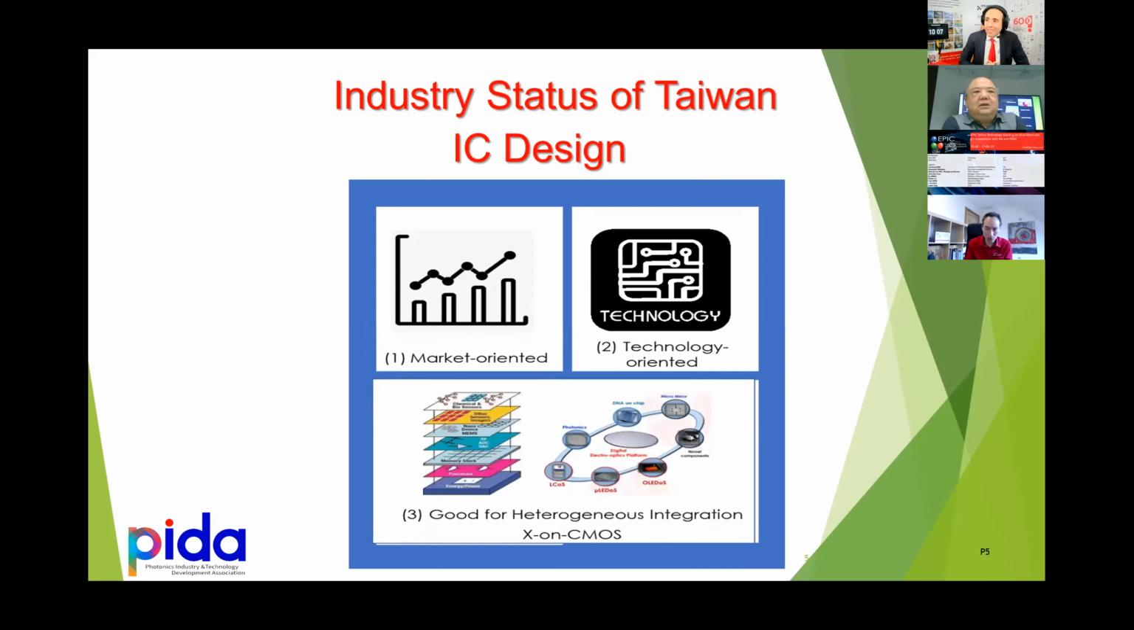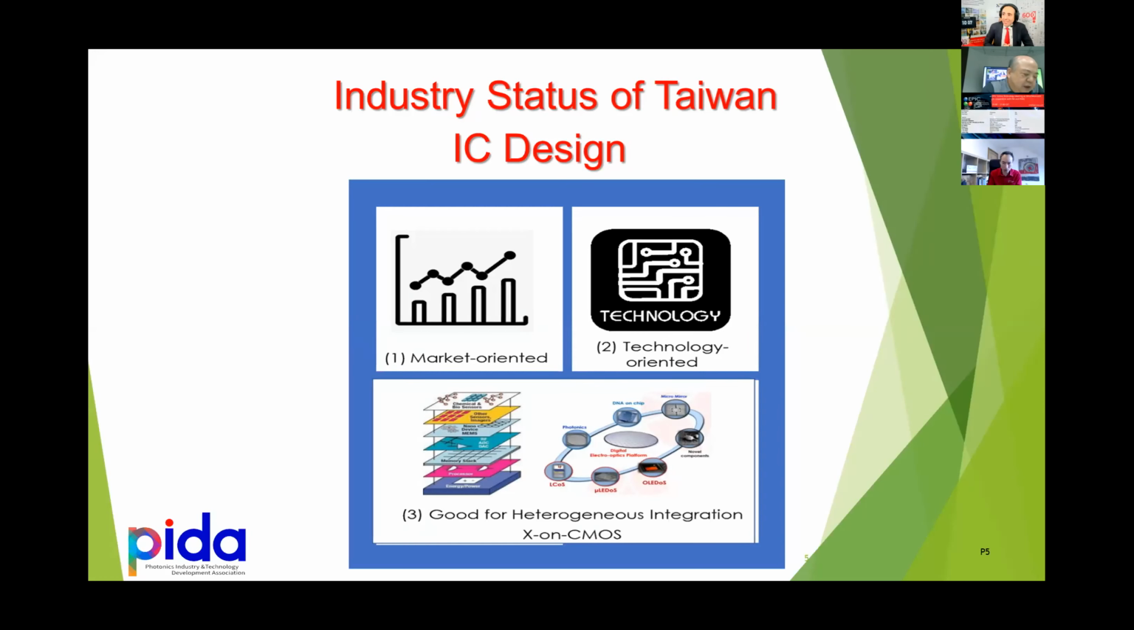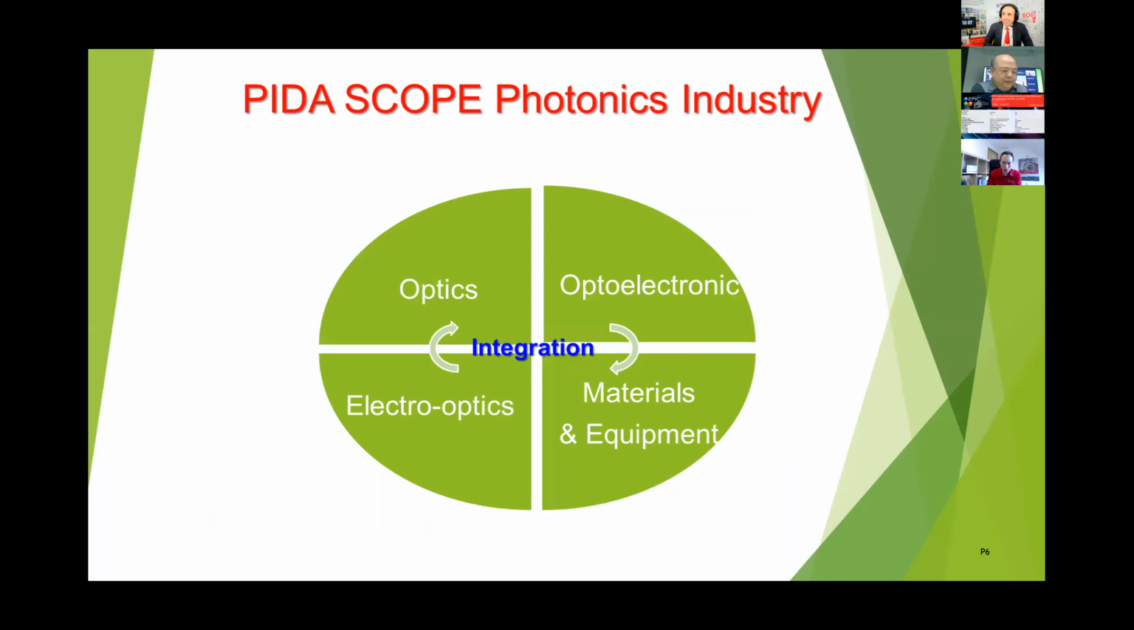Okay, then I talk about another important product. It's IC design, including silicon, potentially coming to silicon photonics, and also X on CMOS. That is a material, a so-called heterogeneous integration between material and circuits. In PIDA's scope of the photonics industry, we claim there's optics, optoelectronics, and because we are very strong in silicon, we separate electro-optics. And then we add another very important category, which is material science and equipment. Taiwan is the biggest buyer in both equipment and materials.